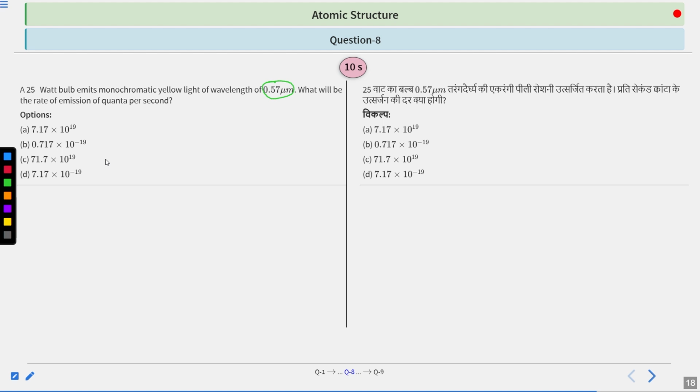So you have 10 seconds to solve this question. Your time starts now.